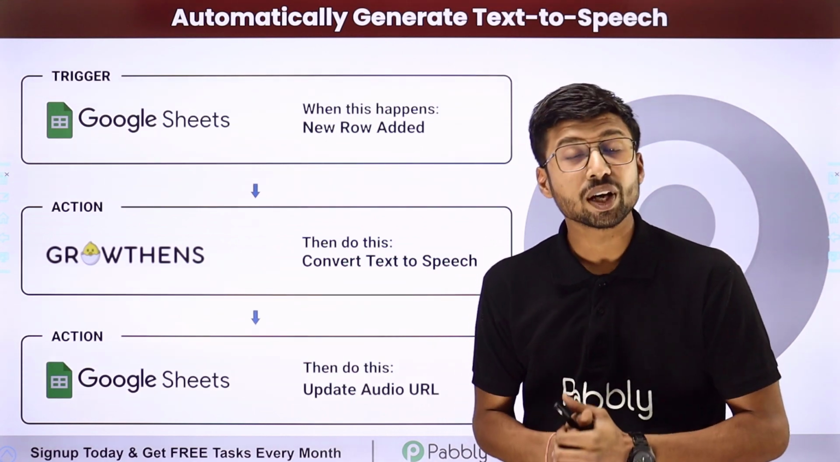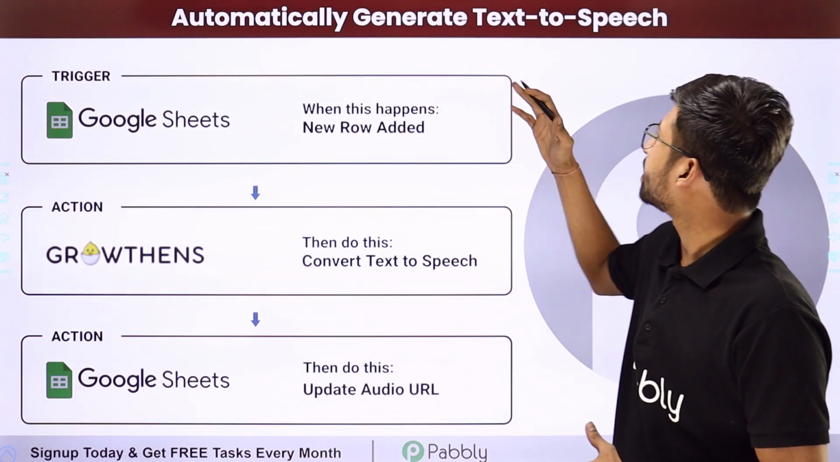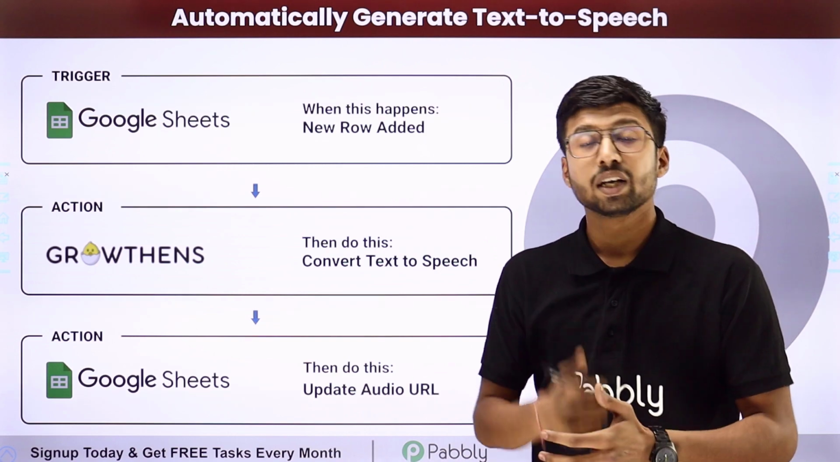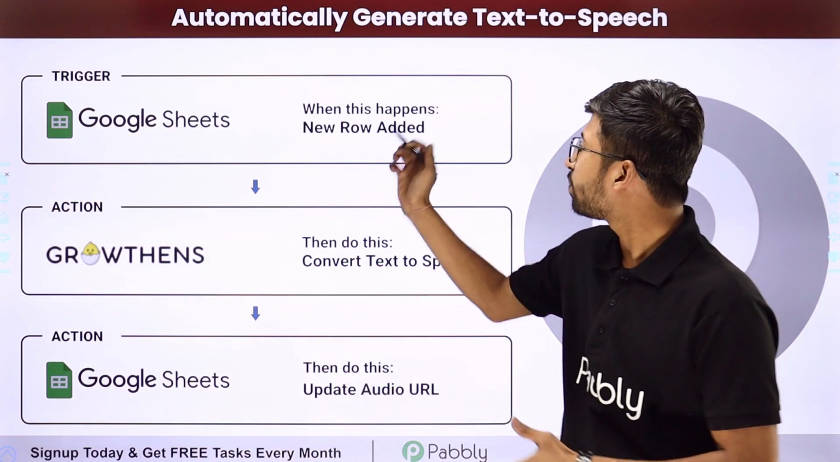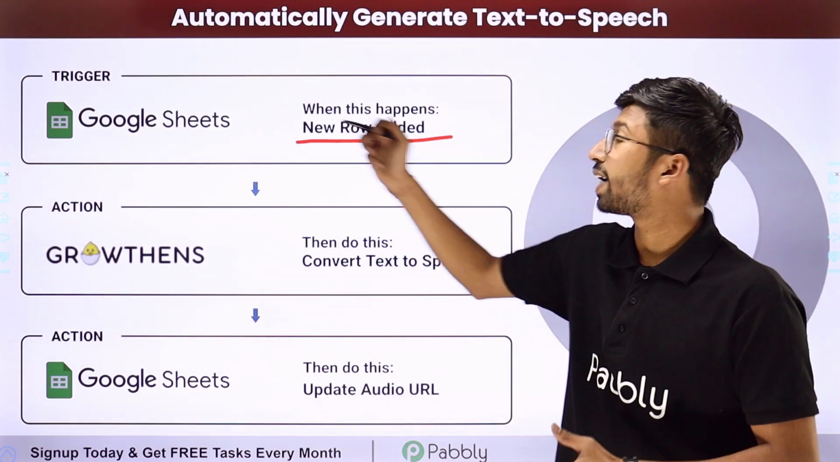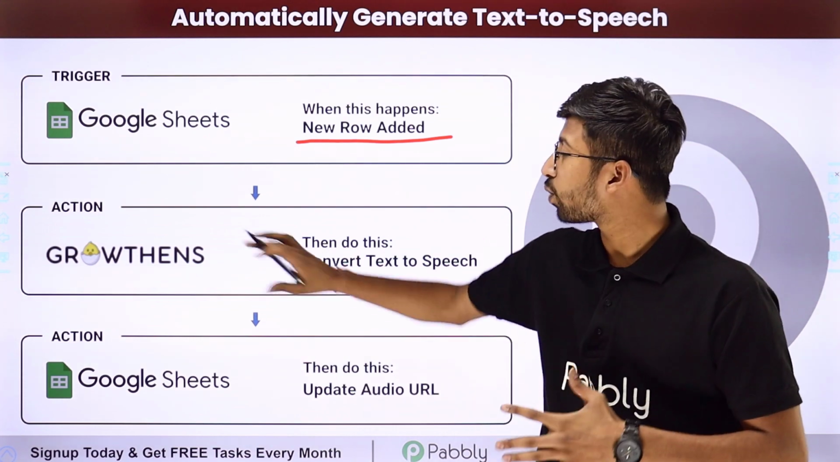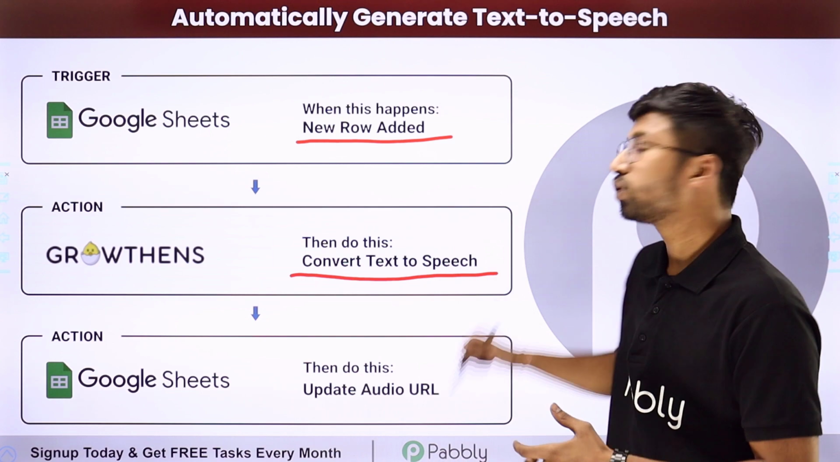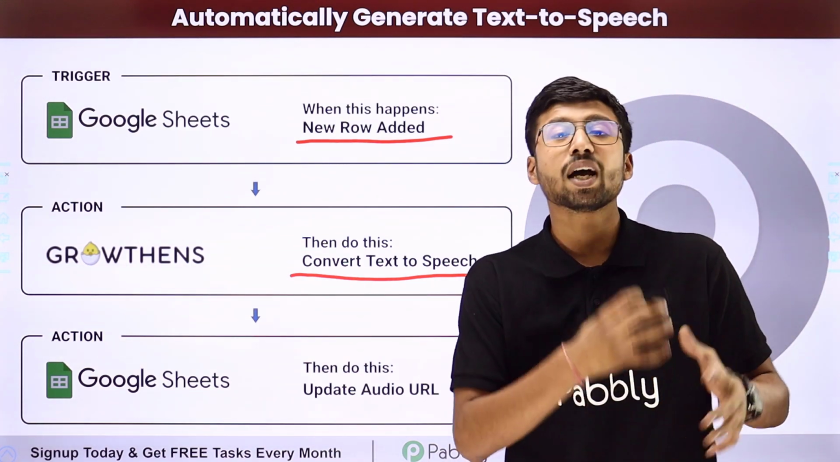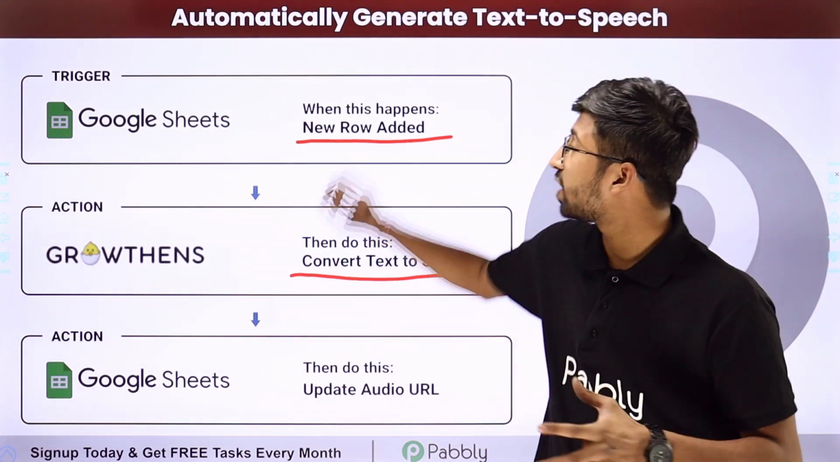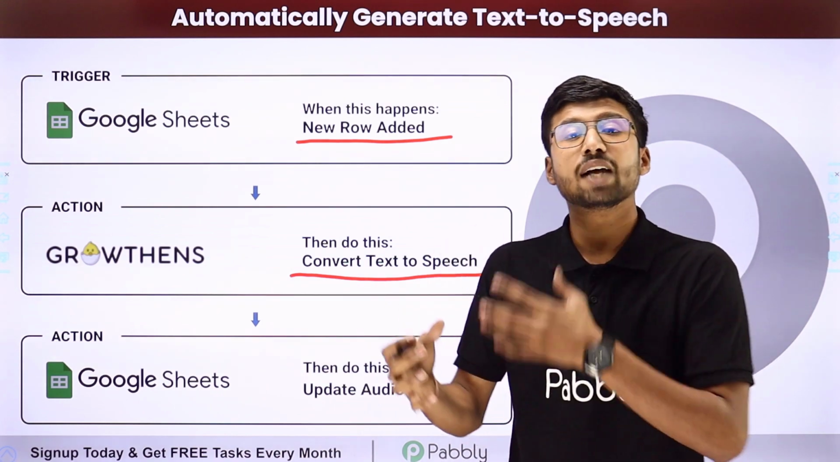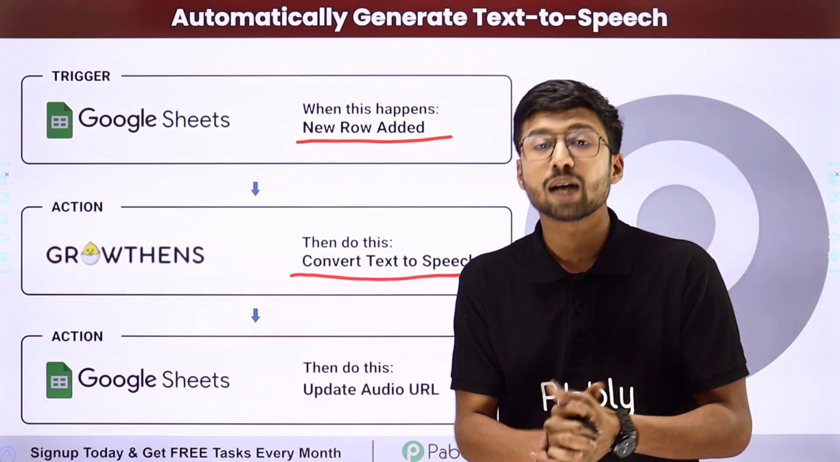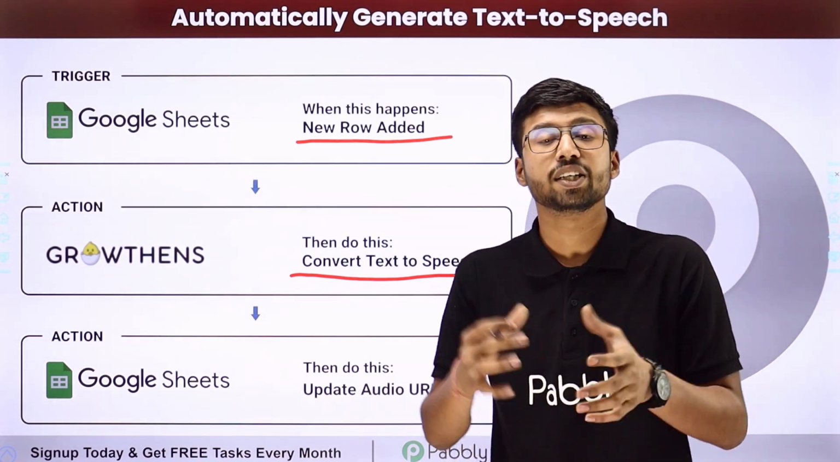So in this video, we are going to learn how to automatically generate text to speech. In this automation, whenever we add a new row of text in our Google Sheet, using Growthens API, we will automatically convert that text into speech. Using Growthens API, we will send that same text to 11 Labs AI, and using 11 Labs, we will convert that text into speech.